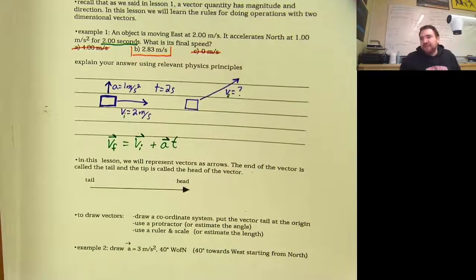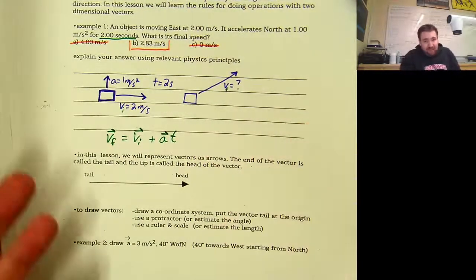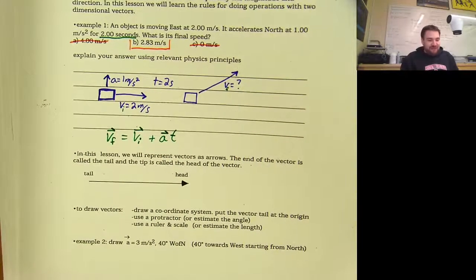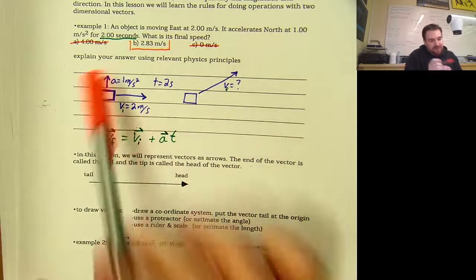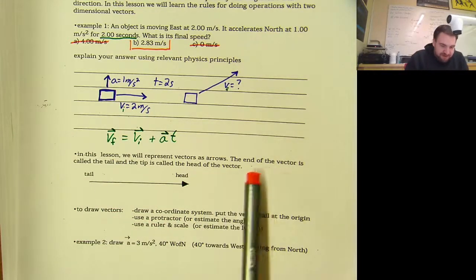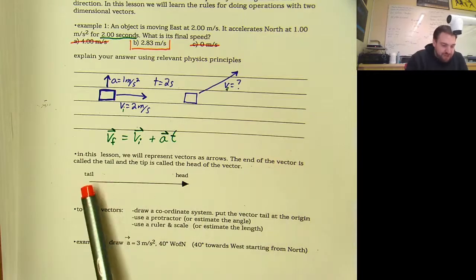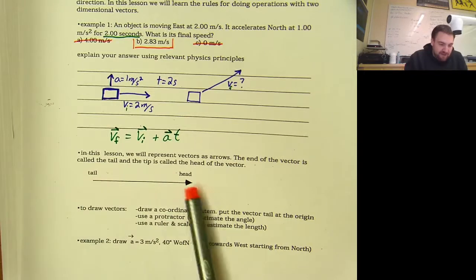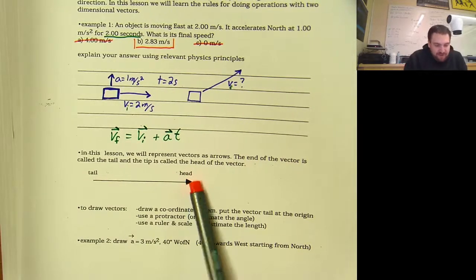So we're going to represent vectors as arrows, which we've already done. We've used them in Physics 11 to demonstrate the direction that the velocities or the accelerations are in. But we do that for a reason. We do that because vectors can be represented by arrows like this. They're mathematical objects represented by arrows. The end of the vector is called the tail. So you get to the beginning of the vector, and the tip of the vector is called the head.